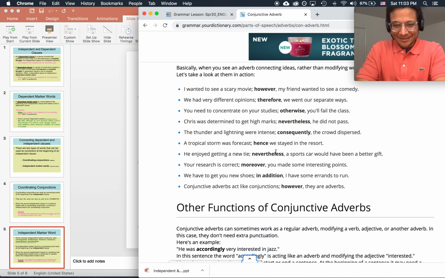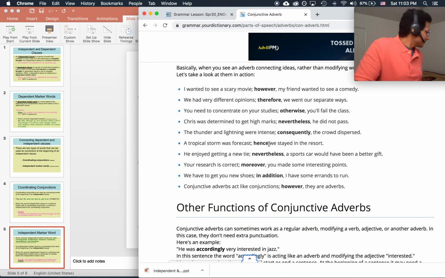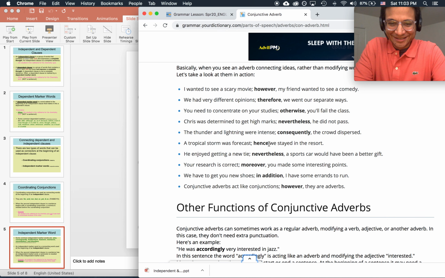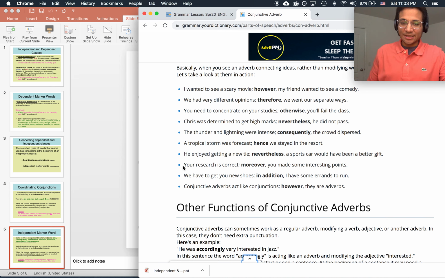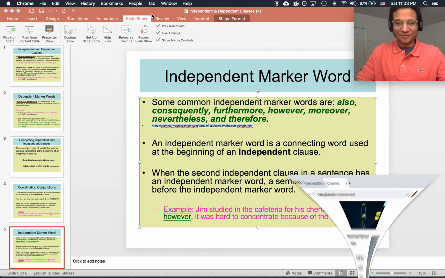Oh, here's a little typo. There should be a comma. A tropical storm was forecast, semicolon, hence, comma, we stayed in the resort. This is a funny one: he enjoyed getting a new tie. Nevertheless, a sports car would have been a better gift, of course. So see how that works? That's the formula there.